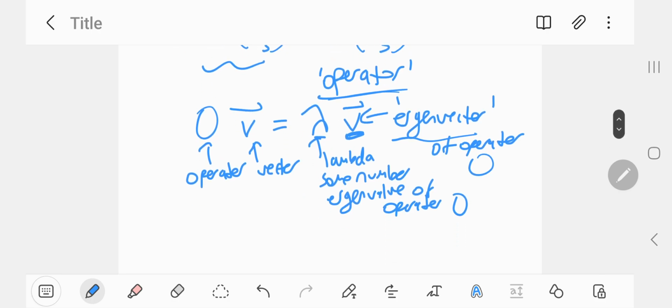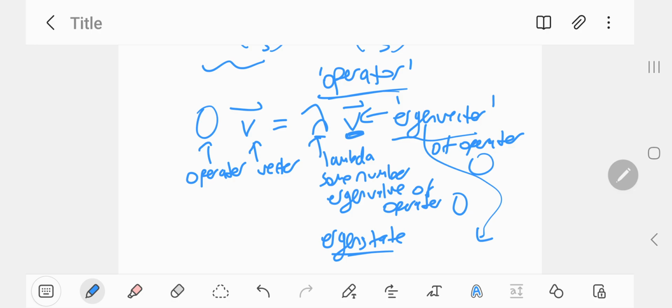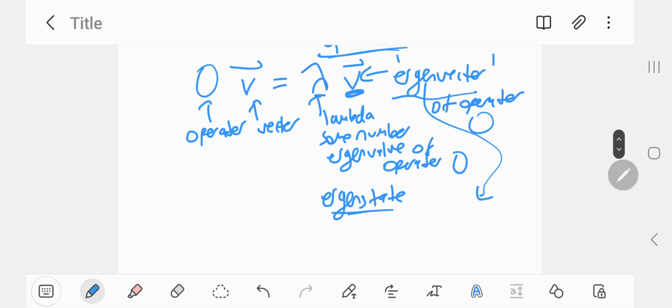In quantum mechanics, the eigenvector is also synonymous with the term eigenstate. An eigenstate corresponds to a physical state for which measuring the observable quantity O will, with certainty, give you the result lambda. So the operator is some measurable quantity, or a measurable process, in quantum mechanics, also known as an observable.